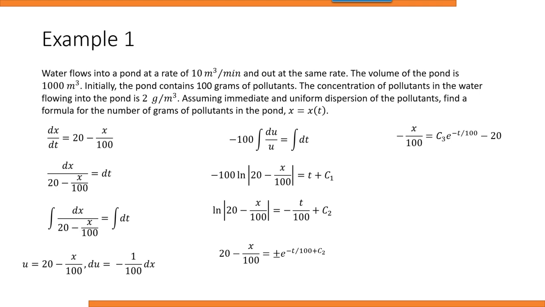And just one thing left to do to solve for x of t: multiply by negative 100 to get my equation, x of t equals C e to the negative t over 100 plus 2000. And there I have it. I have a formula for the number of pollutants in the pond, x of t.